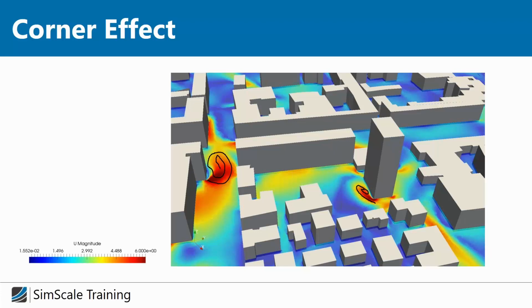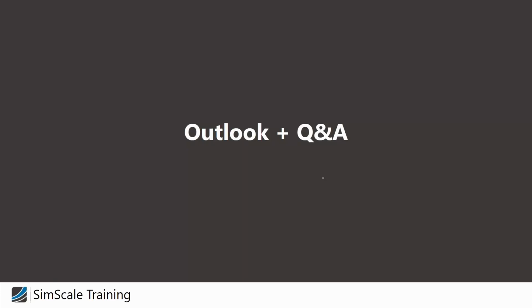And in these areas, we not only have very high flow velocities or air speeds, but also we have a very high grade of variation and fluctuation of the airspeed. So it's really what we call windy and uncomfortable.